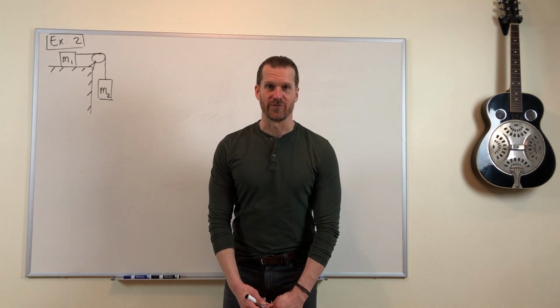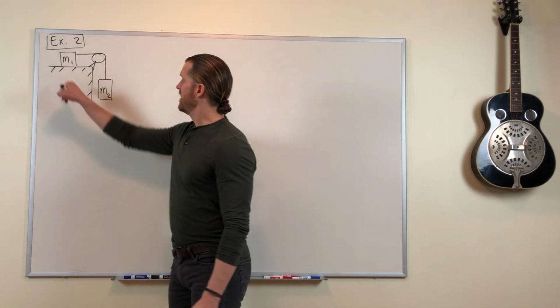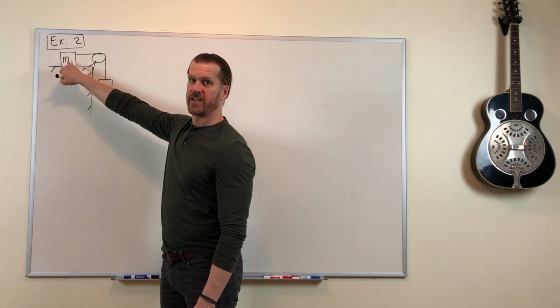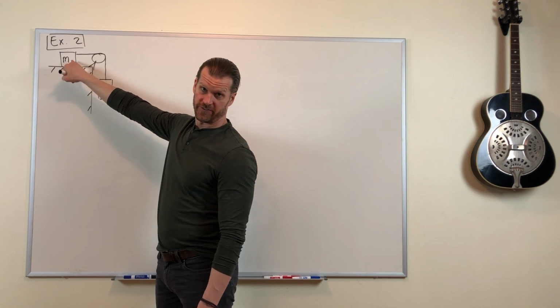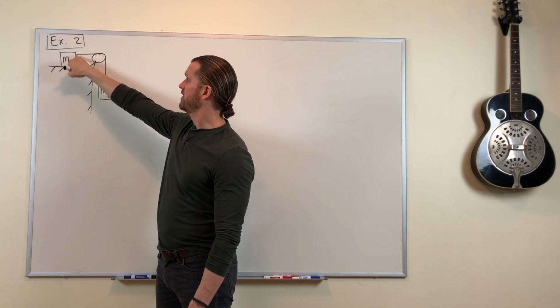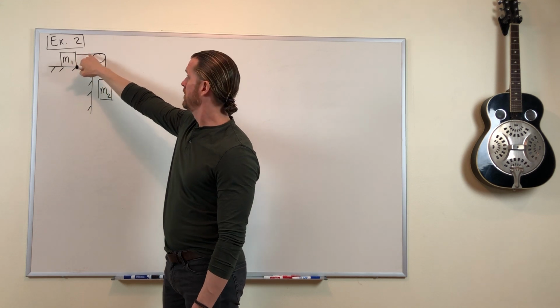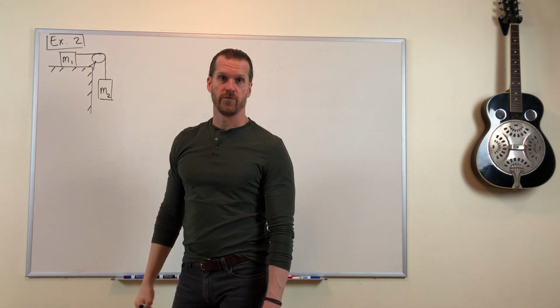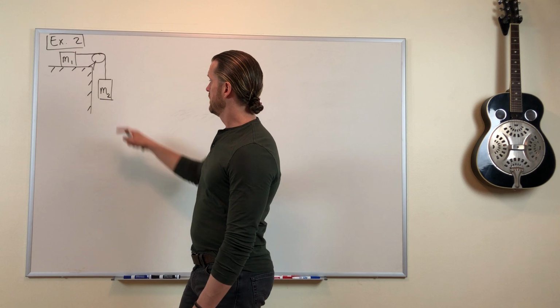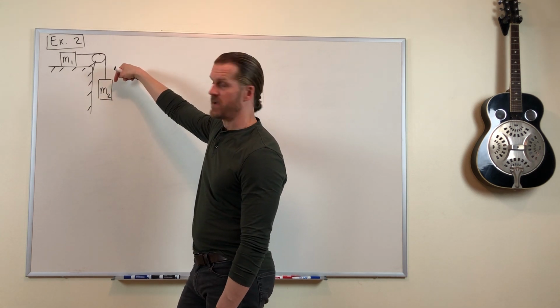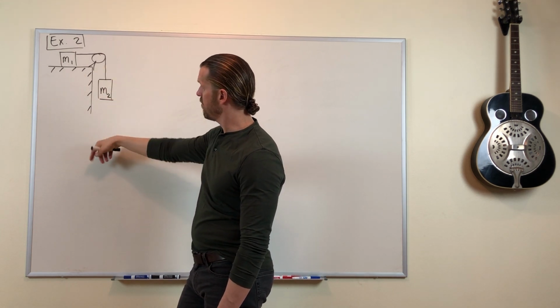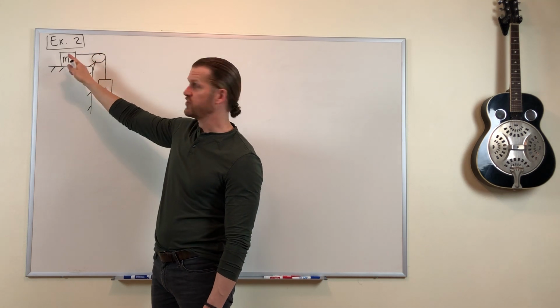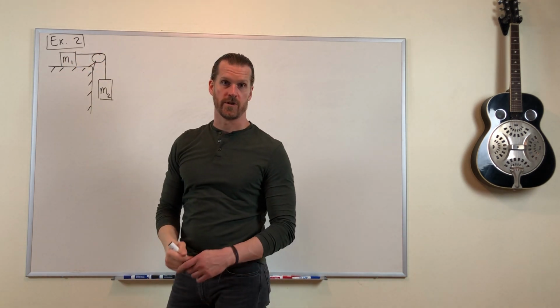Now let's look at example 2. Here we have a mass sitting on a table, frictionless table. It's connected via a rope over a pulley to a second mass. Now gravity is pulling down on mass 2, so it's going to fall. Via the tension in the rope, it will pull mass 1.